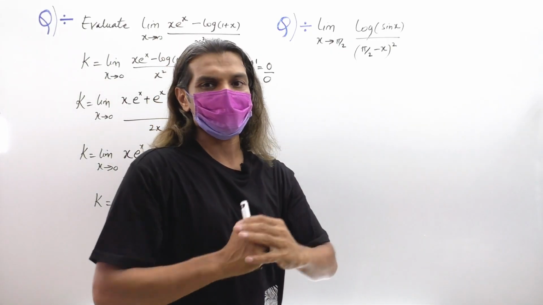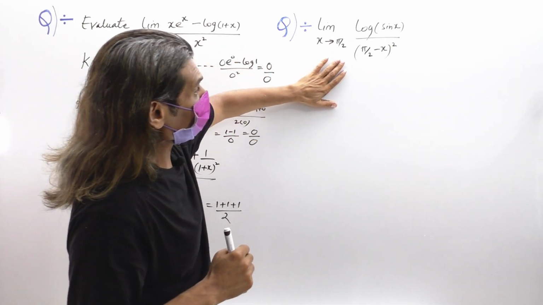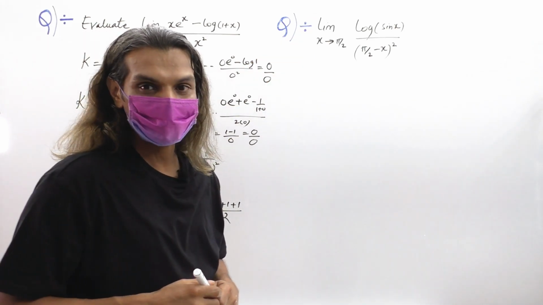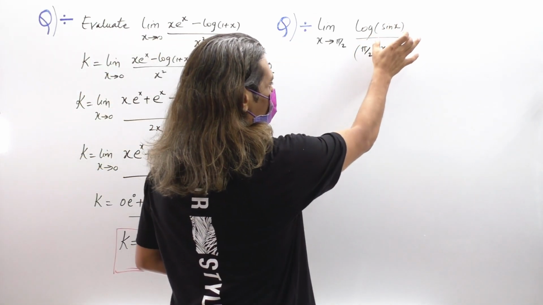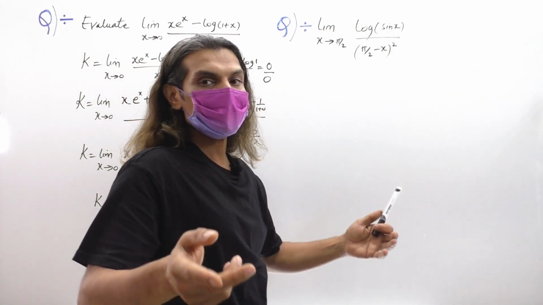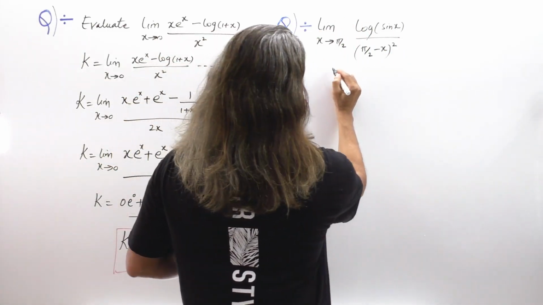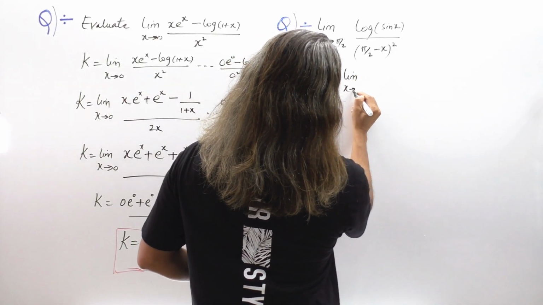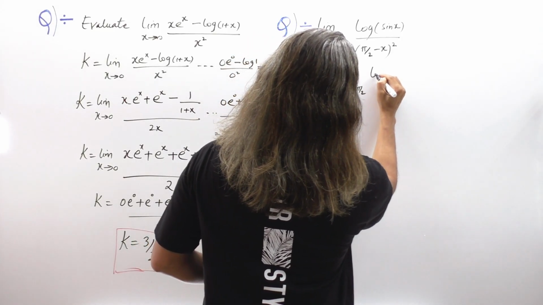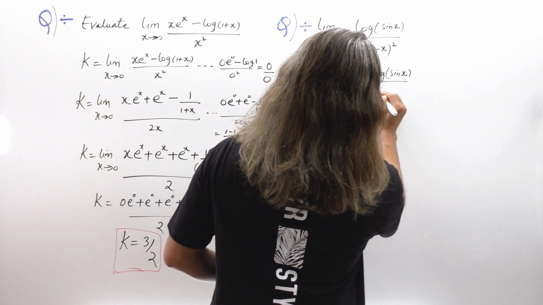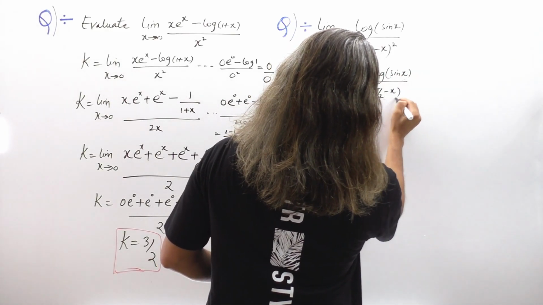Let us solve one more question here. It says evaluate limit x tends to pi by 2 of log sin x by pi by 2 minus x the whole square. Again see, fraction, numerator, denominator. So, next step is what? Assign k is equal to. So, k equals limit as x tending to pi by 2 of log of sin x whole divided by pi by 2 minus x the whole square.